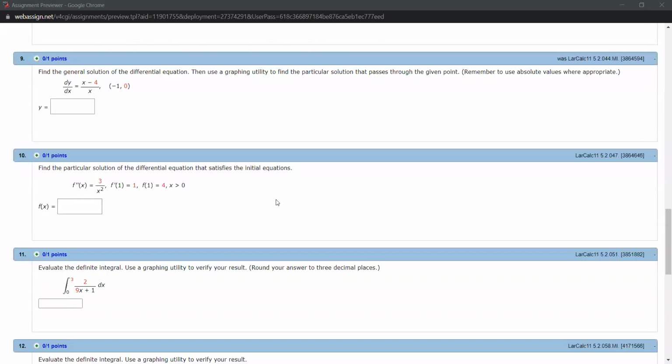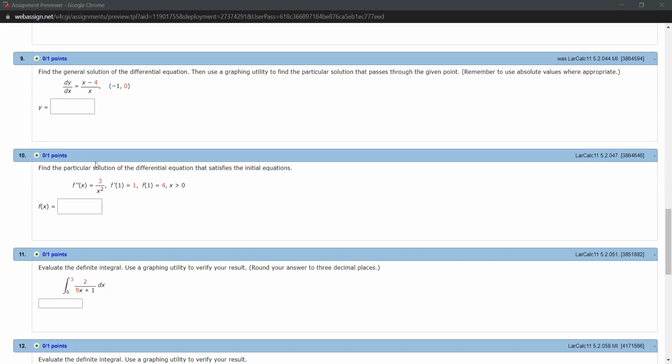Another one was 10. So 10 is basically the same idea, but it's just a little bit more complicated. One that I was given was 6 over x squared, not 3 over x squared. And it was given that f prime of 1 was 6, and f of 1 was 4. And then it did say x is greater than 0. Okay, so it might be nice to see it in here first before we go to the paper.